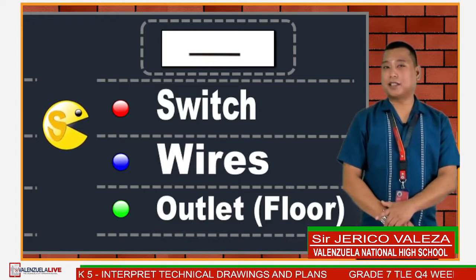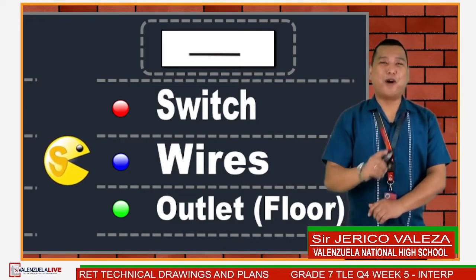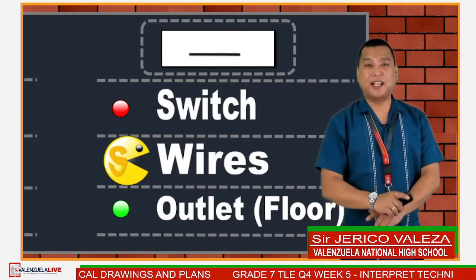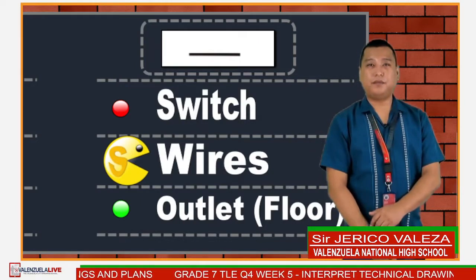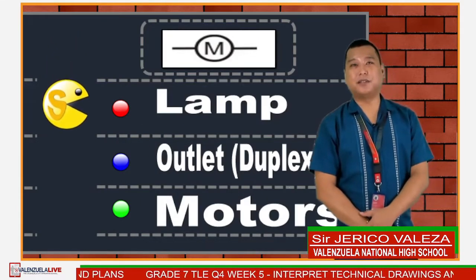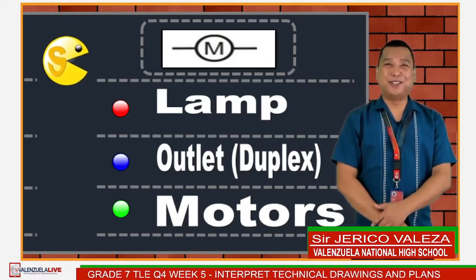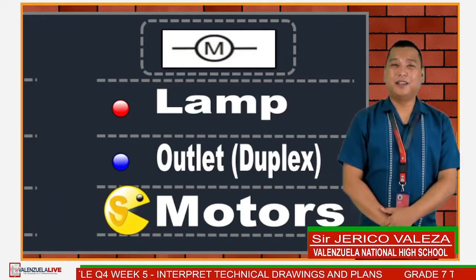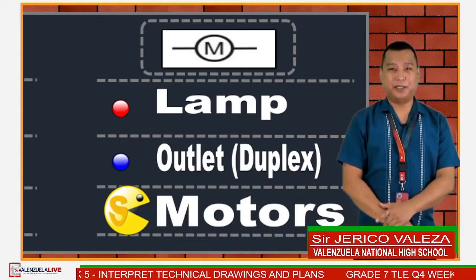How about this? Terrific. Wires. What is the use of wire? It connects the electrical components in the circuit. How about this one? Amazing! Motors. What is the function of a motor? It converts electricity to movement.